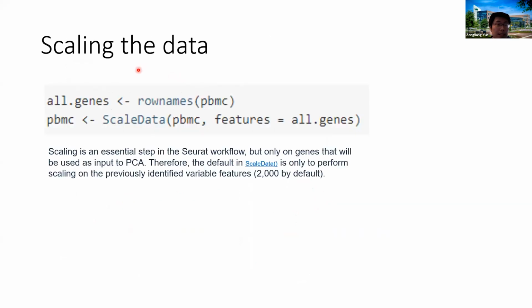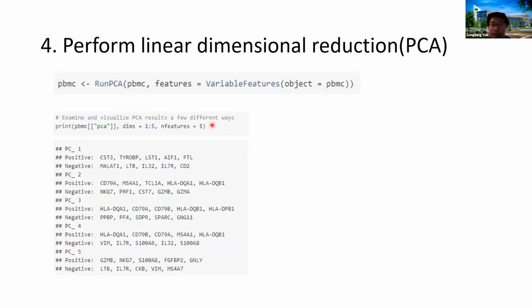For the scaling of the data here, they provide all genes as the features to scale the data. Of course, if you want a shorter running time, you can also use 2000, the default, to run the scale data process.